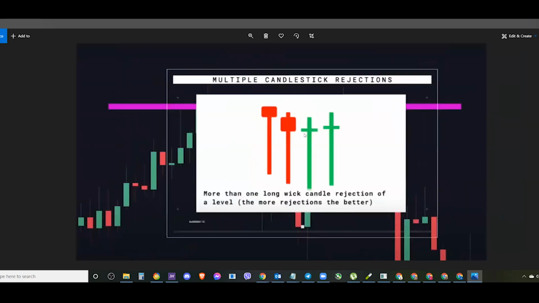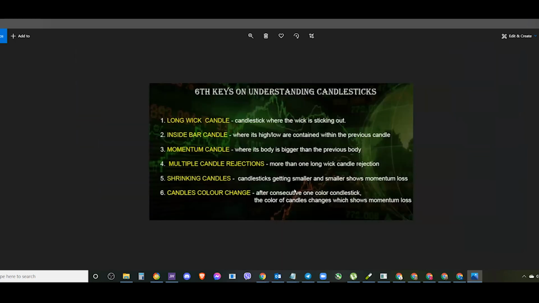So, technically speaking guys, once na na-memorize natin itong importanteng pattern tungkol sa candlestick, like long wick candle na nasa support and resistance, inside bar candle, then momentum candle. Meron din tayong mga multiple candle rejection, ang daming doji, ang daming long wick candle na nakita. Then we have shrinking candles, lumiliit na yung mga candles, nababawasan na ang momentum, o kaya nagbabago na yung kulay, maraming green siya, naging red. So yan yung mga pwede nating titignan.